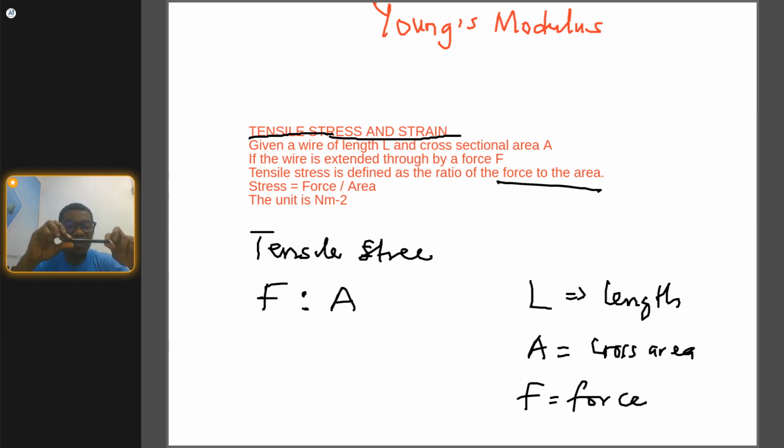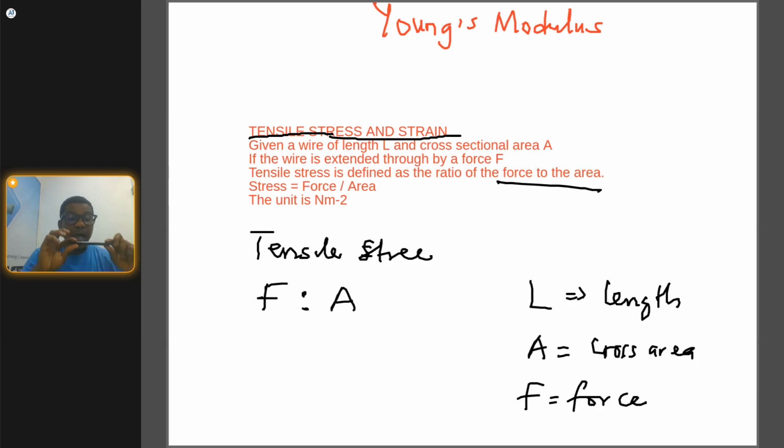The circular form of it. And you can actually relate this: the thickness of a wire is determined by the cross-sectional area. And the thickness of the wire also determines how easily it can be stretched. If a wire is very thick, it will require a lot of force to stretch it.